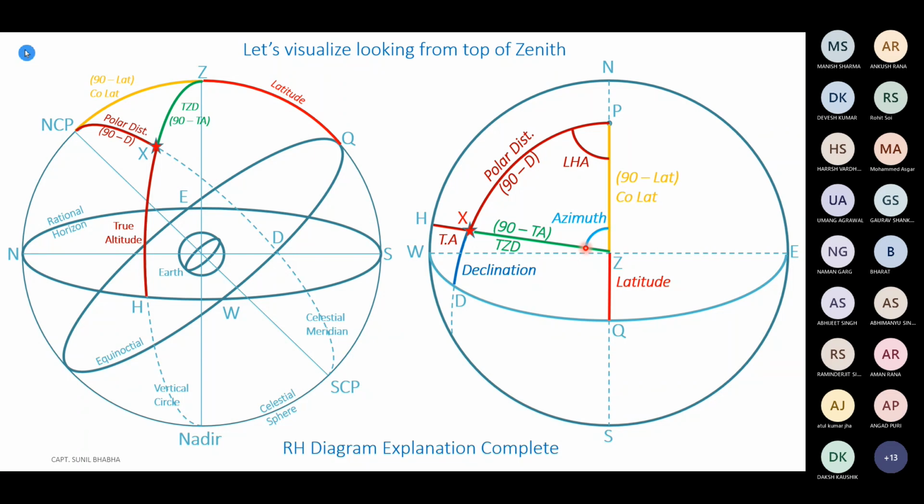So these are the two angles which we can find out in this PZX triangle. Two angles have been identified and all the three sides have been identified. Any doubts up to here, beta?